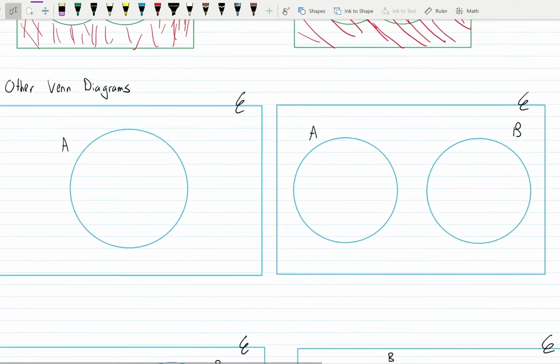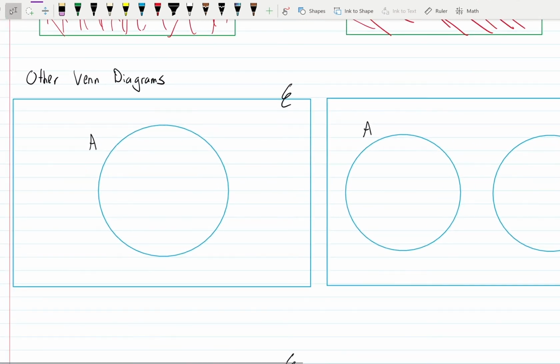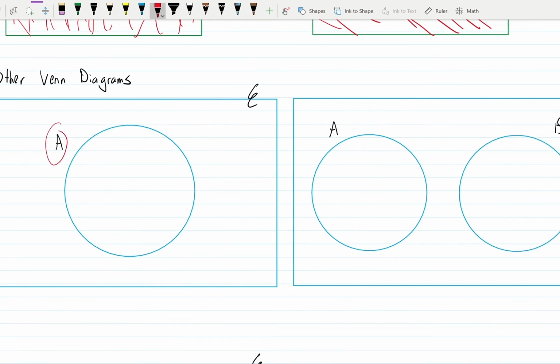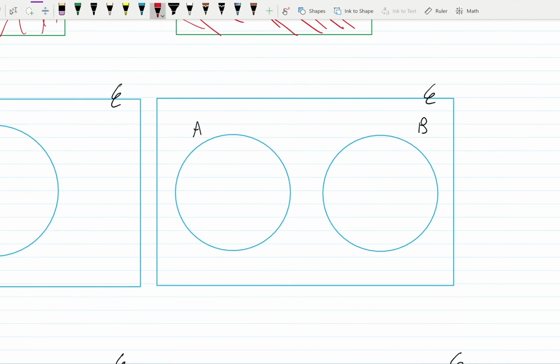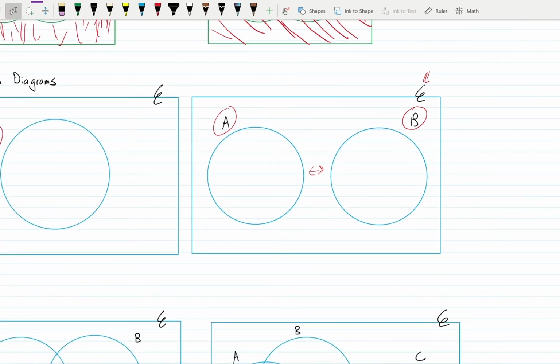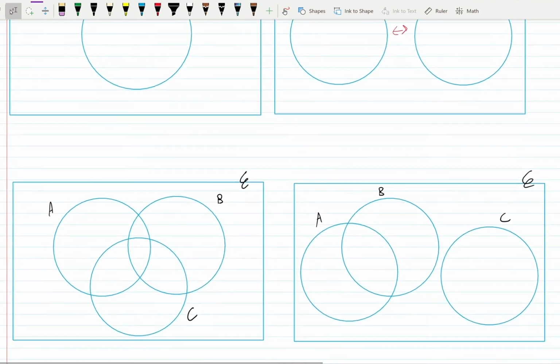So I can have a Venn diagram that's literally just one set. It'll just be the set A. Or I can have a Venn diagram with two sets, A and B, and they might not have any relationship between them. There's no overlap. They're just two sets chilling in a universal set. And remember, the universal set is represented by this symbol here. So there's no relationship between them, and that's okay. That's a Venn diagram. We just have two sets, and we're putting all the elements in these circles.